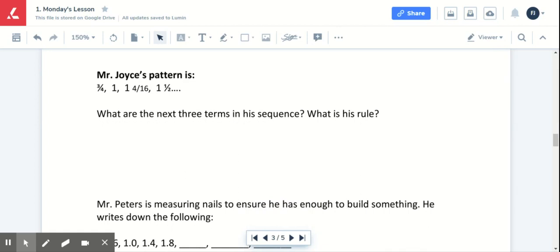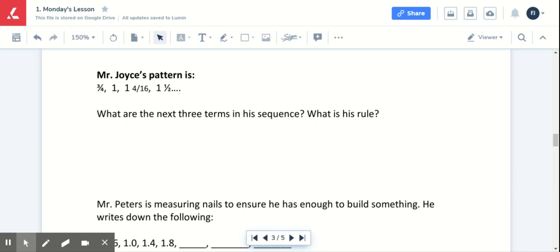Mr. Joyce's pattern is 3/4, 1, 1 4/16, 1 1/2. What are the next 3 terms in his sequence? What is his rule? Now, this may seem a little tricky because we're using fractions, but that's okay. We're just going to use what we know to figure it out. To go from 3/4 to 1, how much do you have to add? That's right, 1/4.